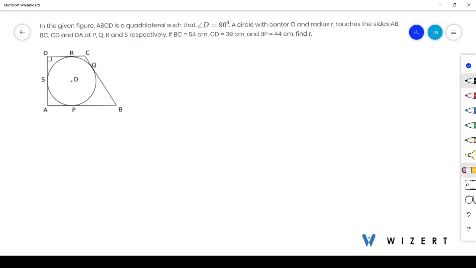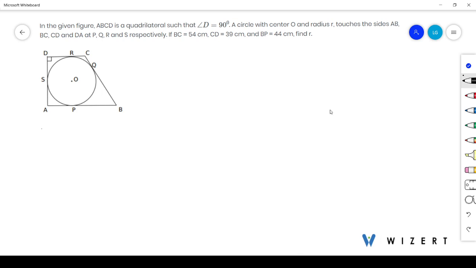Our question is, in the given figure, ABCD is a quadrilateral such that angle D equals 90 degrees. A circle with center O and radius R touches the sides AB, BC, CD and DA at P, Q, R and S respectively. If BC equals 54 cm, CD equals 39 cm and BP equals 44 cm, find R.